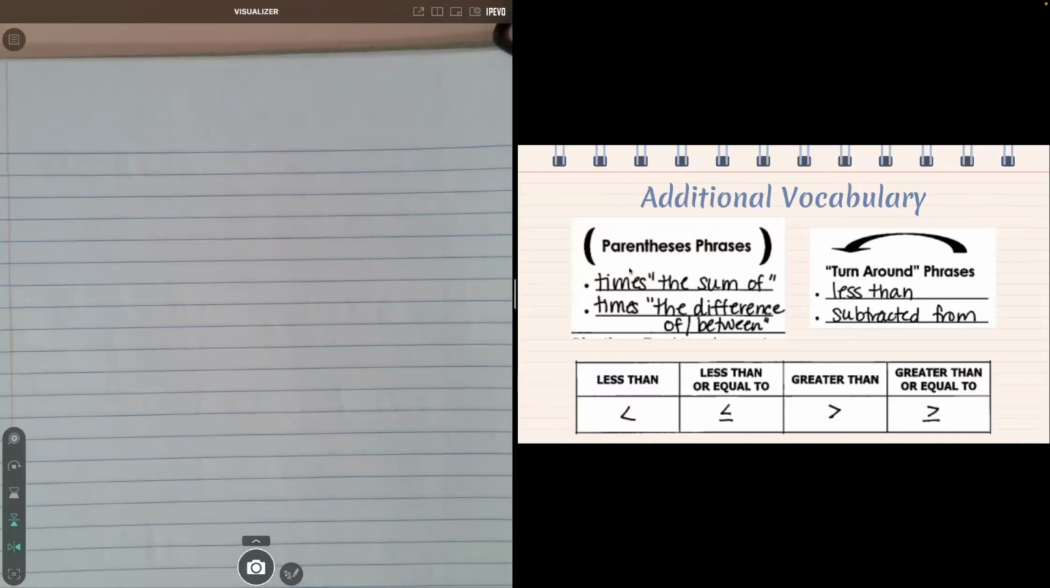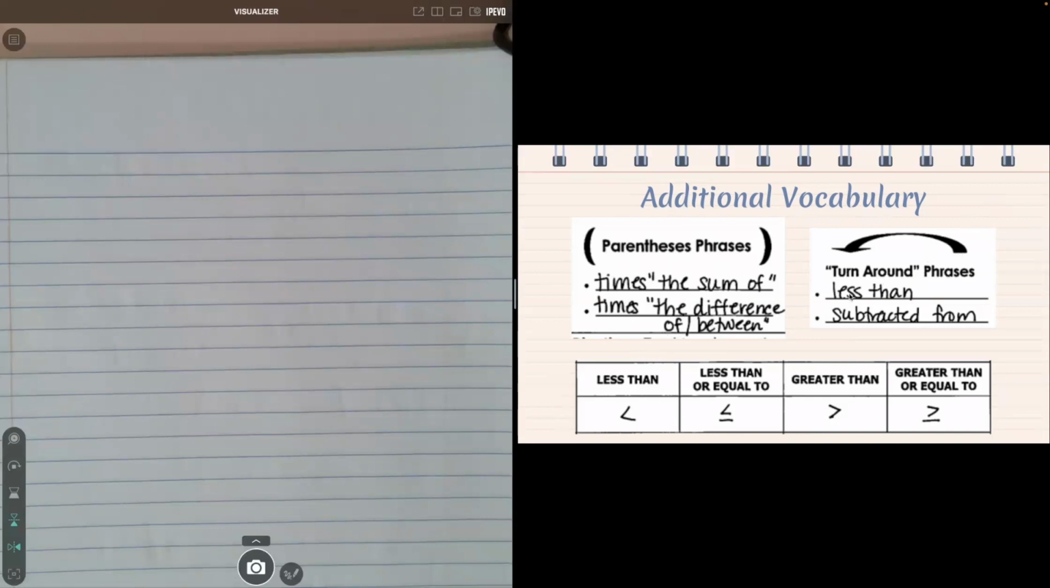Parenthesis phrases, so whenever you have an operation onto another operation, such as times the sum of, or times the quantity resulting from something. So it's an operation on another operation. That means you have to use parentheses on what is the second operation. So here, times the difference of or between, you would use those parentheses on what is in quotation marks here.